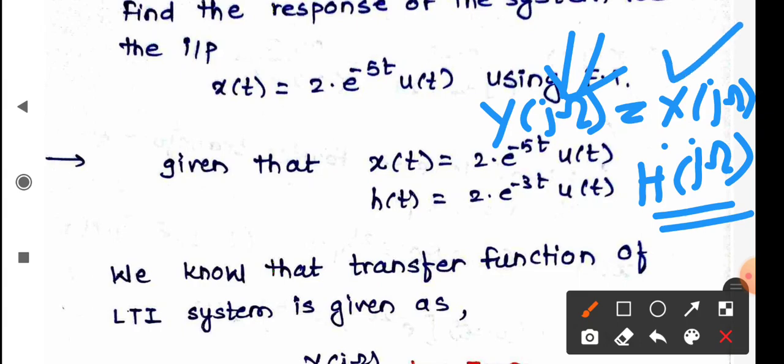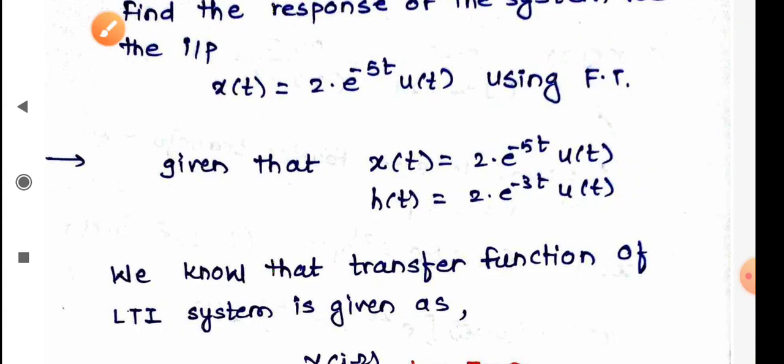So what we will do is, to obtain this output response, we will take the Fourier transform of the input, we will take the Fourier transform of the impulse signal, we will multiply these two things, and then we'll try to find out the output response.